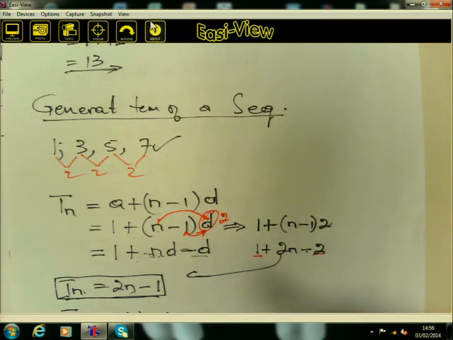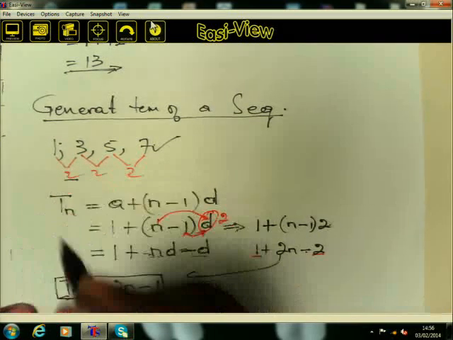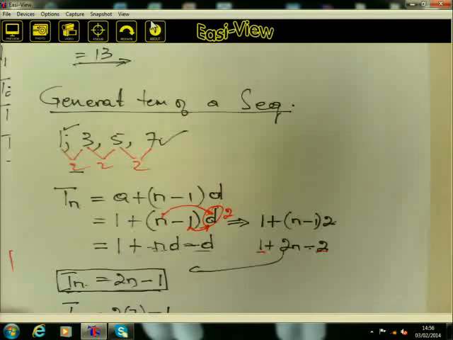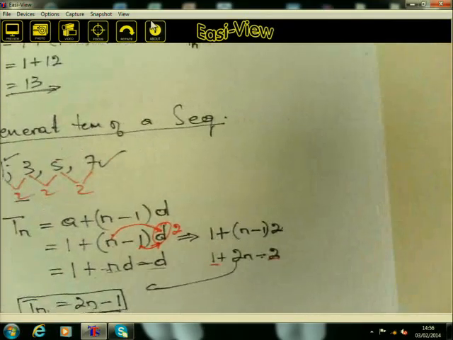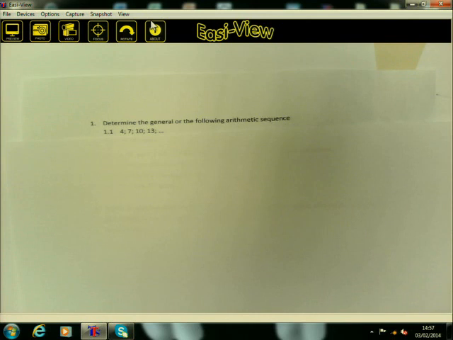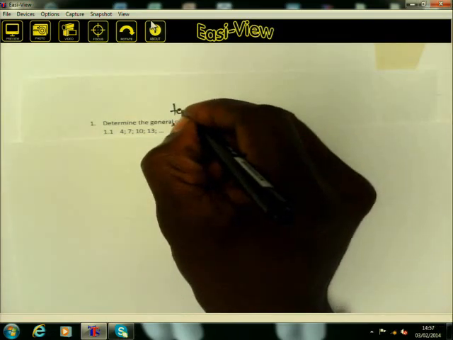So now, to find the general term, it means we must first know the difference, as we know the first term when the sequence is given. So let us make an example once more and take a question where we are going to look for the general term. We are going to do it together here. Let's look at this question here. Determine the general term of the following arithmetic sequence. The sequence is given as 4, 7, 10, 13, and then it continues to infinity.